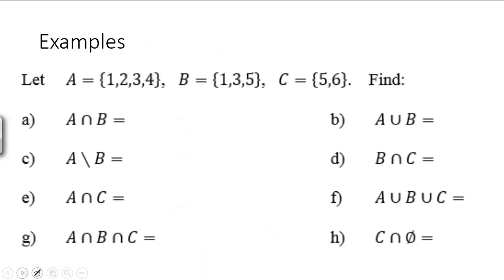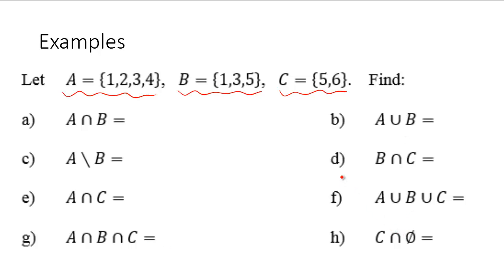Let's look at a few examples of this. Say you have A as elements 1, 2, 3, 4, B having elements 1, 3, and 5, and C having elements 5 and 6. Here are a bunch of examples to find.